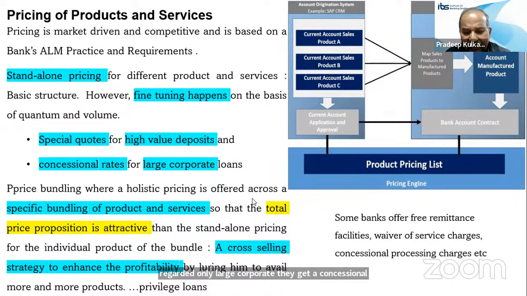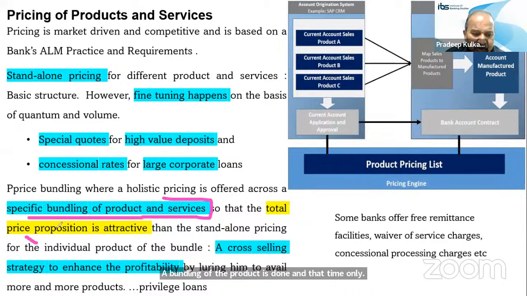And in some scenarios, when the customer is availing more than one product, a bundling of the product is done, and at that time, with the specific bundling of a product and service, sometimes a small concession is offered on buying another product with a view to cross-sell. Okay. So these are the few things with regard to pricing.